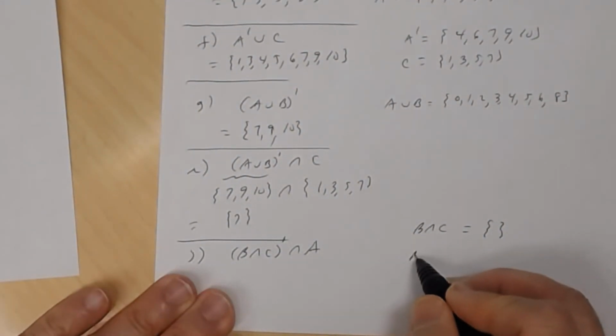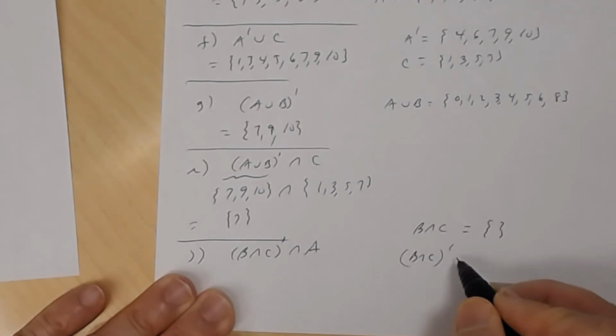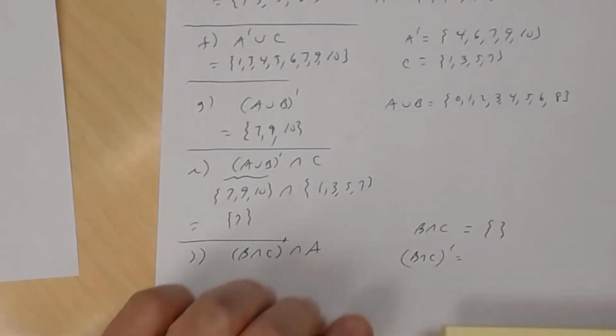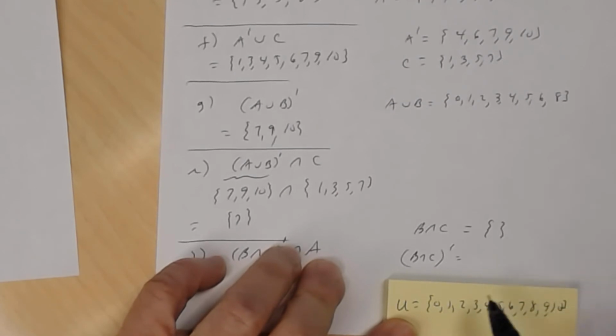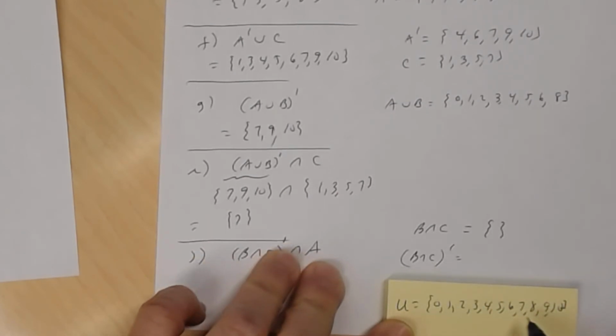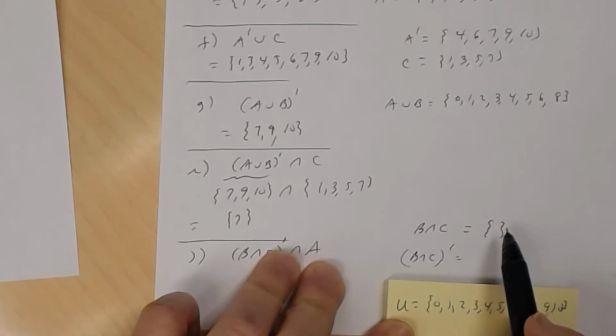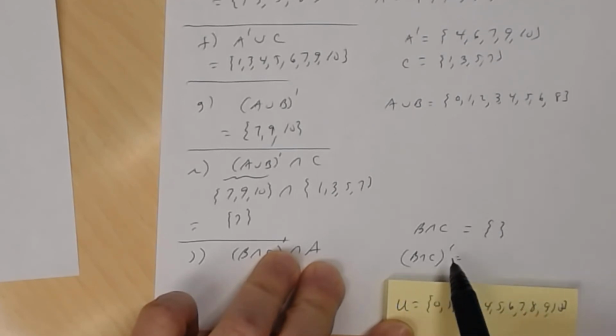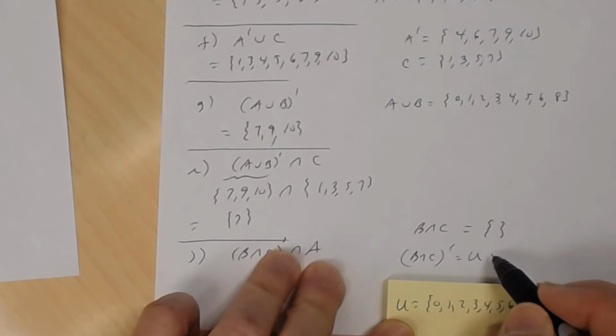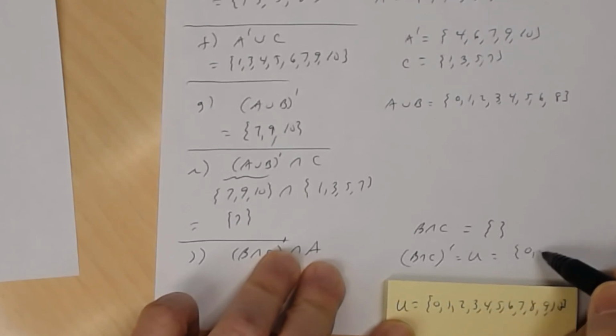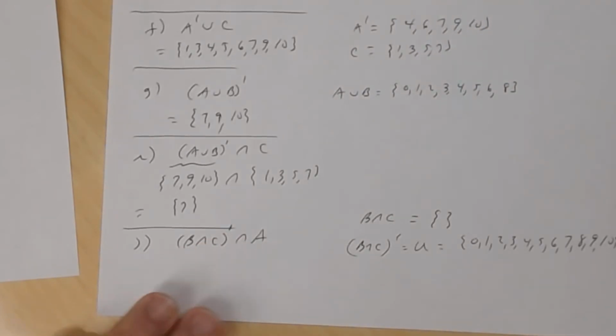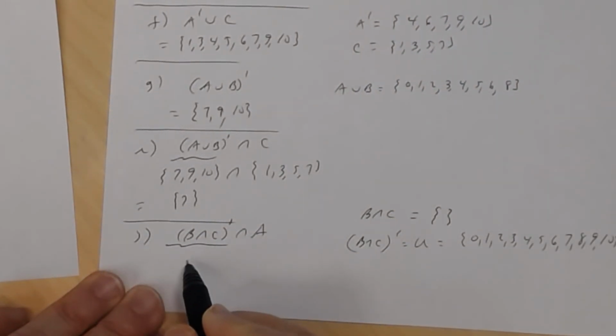So let's look at B intersect C complement. Remember, when you deal with complement, you've got a universal set. The complement would be everything in the universal set, but not including this. Well, B intersect C has no elements. So B intersect C complement would be the universal set. So that's all these elements: 0, 1, 2, 3, 4, 5, 6, 7, 8, 9, and 10. So that's the universal set right here.